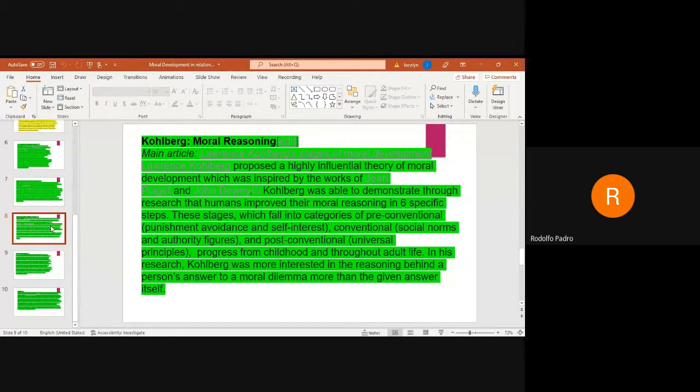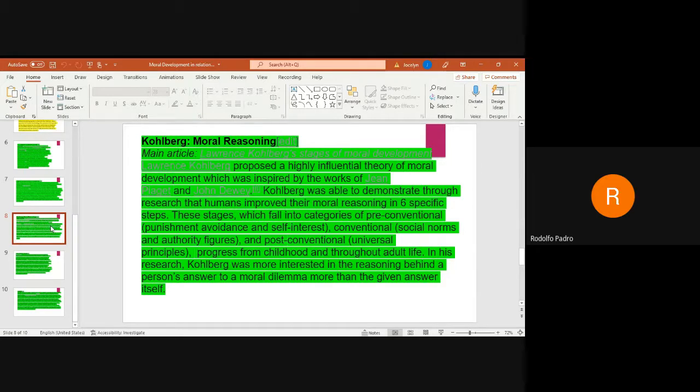So Kohlberg was able to demonstrate through research that humans improve their moral reasoning in six specific steps. The stages fall into categories of pre-conventional, which is punishment, avoidance and self-interest; conventional, which is social norms and authority figures; and post-conventional, which is universal principle. So we progress from child and throughout adult life.